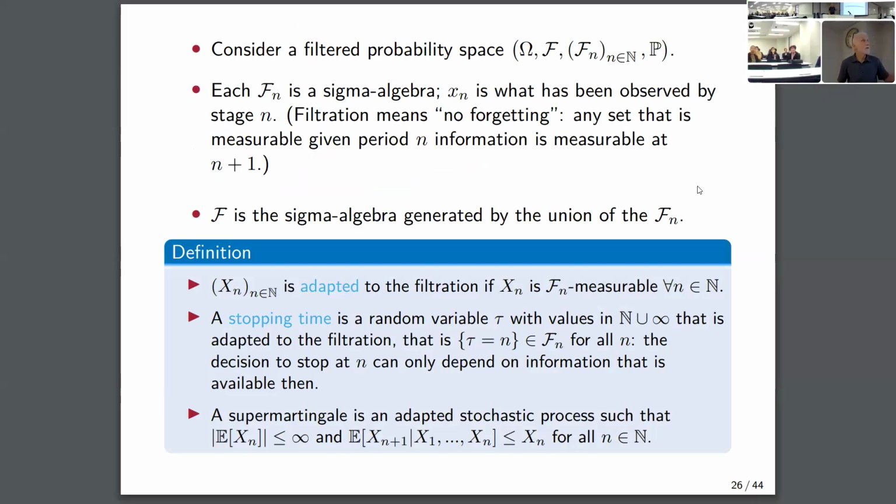That means calligraphic F is just a union of all the calligraphic Fn. So we'll say that a stochastic process Xn is adapted to the filtration if it's Fn measurable. So if Fn is what the agent knows at time n, the agent knows the value of Xn, period. A stopping time is a random variable tau with integer values, possibly infinite. When you stop this process, it has to be adapted to the filtration.